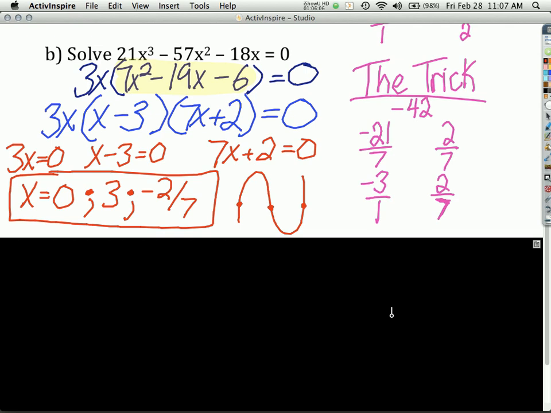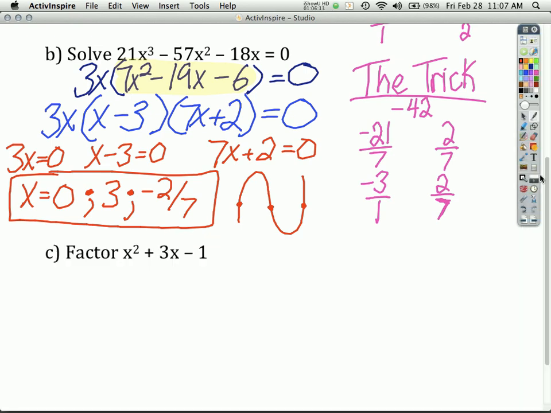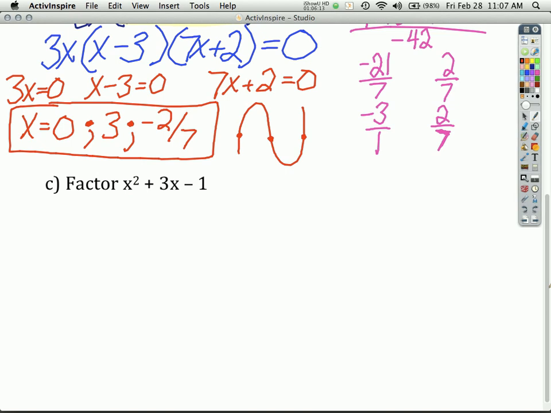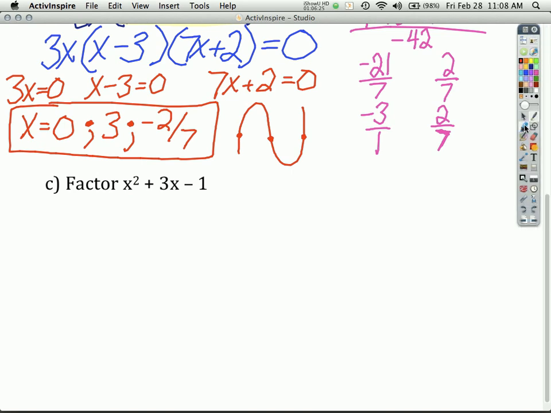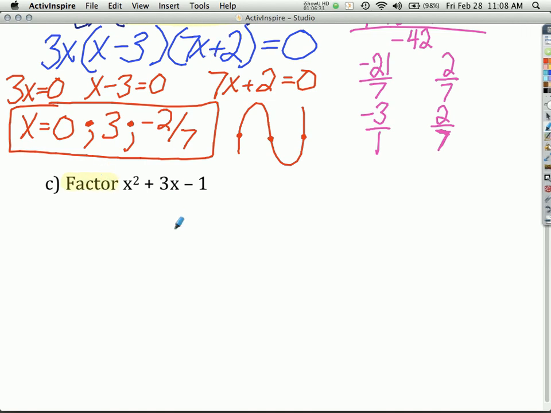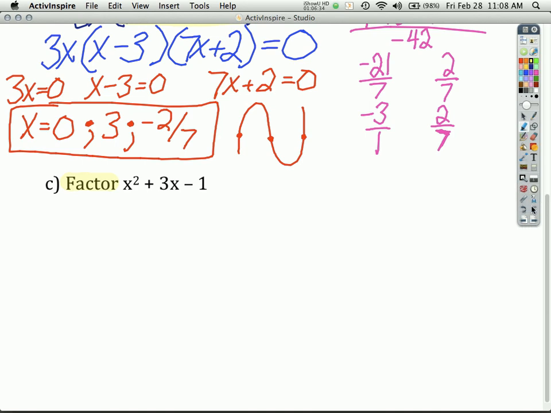Okay? Good. Comments, questions, concerns? Okay. You guys are doing a really good job. You got one last one. Stick with me on. Now I want to factor this one. So we're not solving. So make sure you're picking up on this word here. Factor means just tell me the factors. Solve means tell me the solutions.